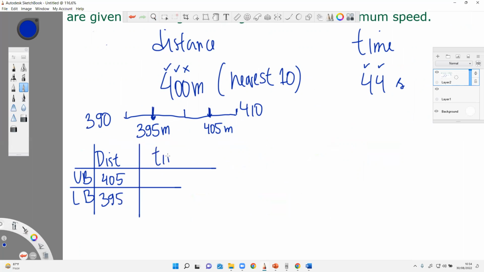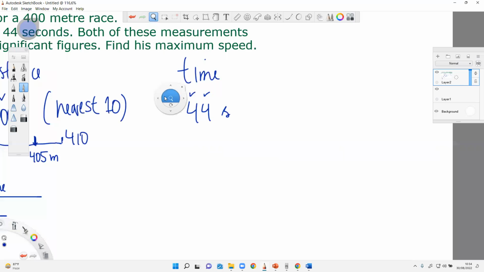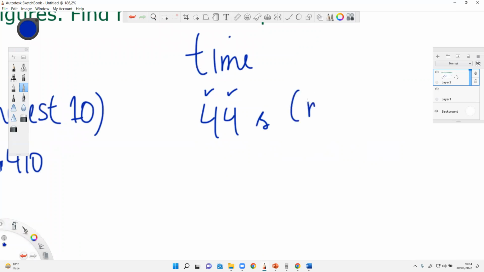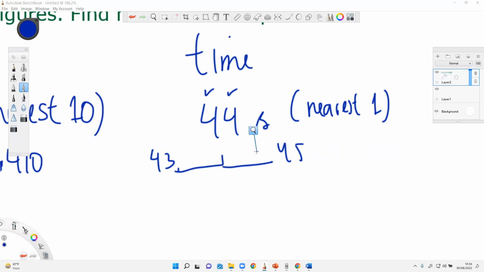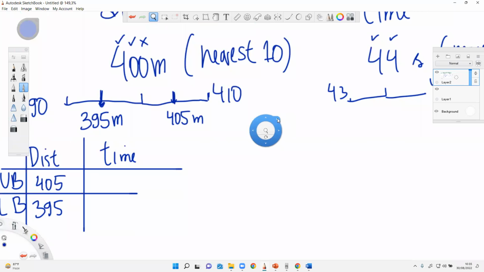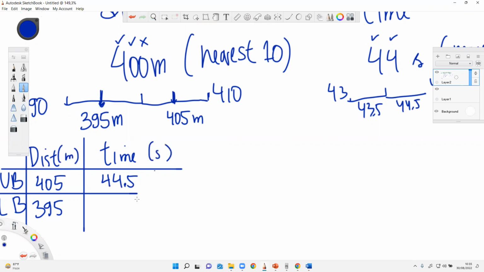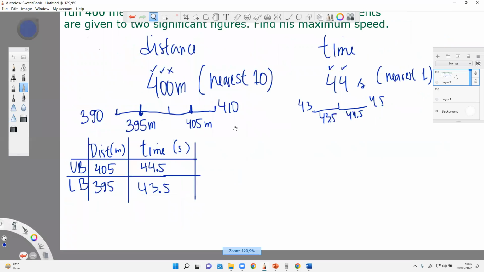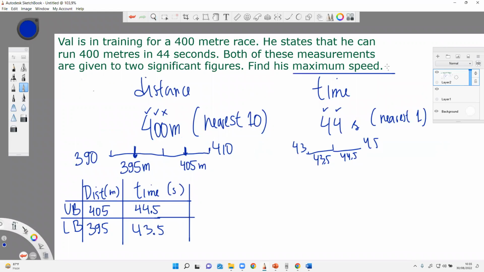And now we are calculating the time. So the time, all are significant figures, so to the nearest one. So it is in between 43 and 45. Get it? So what is the middle number? 43.5 and 44.5. Easy peasy. 43.5 for the lower bound and 44.5 for the upper bound. The question is asking you for his maximum speed.